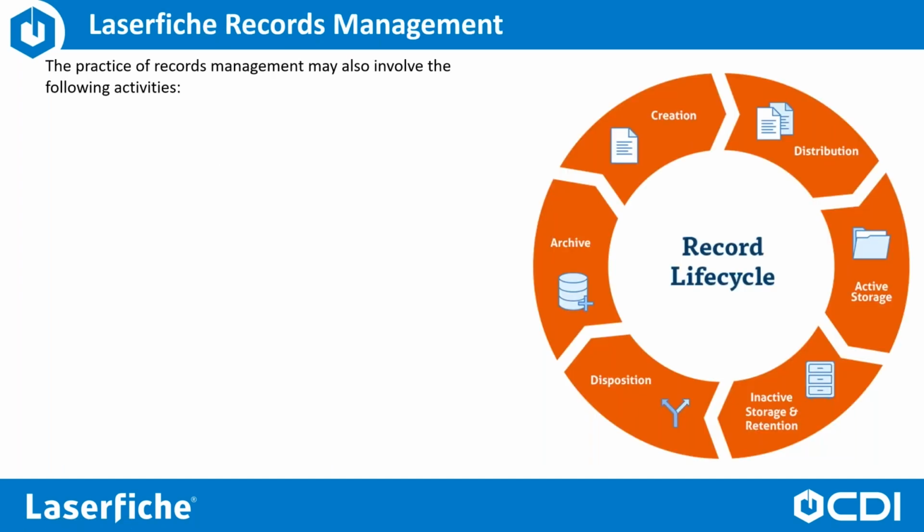Now, the practices of records management. What you see on the right is a records life cycle, and that life cycle encompasses the following phases. We've got the creation of the document, the distribution, the active storage, the inactive storage, disposition, and archive. I'll talk about this from two perspectives, both from the governmental perspective and from a financial perspective, from my background.